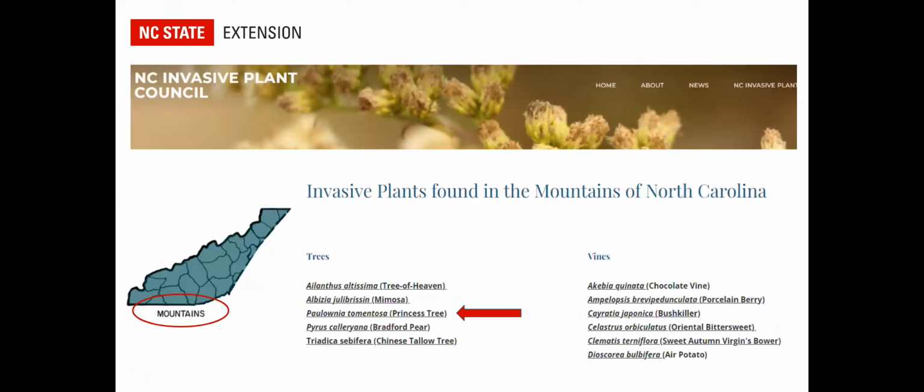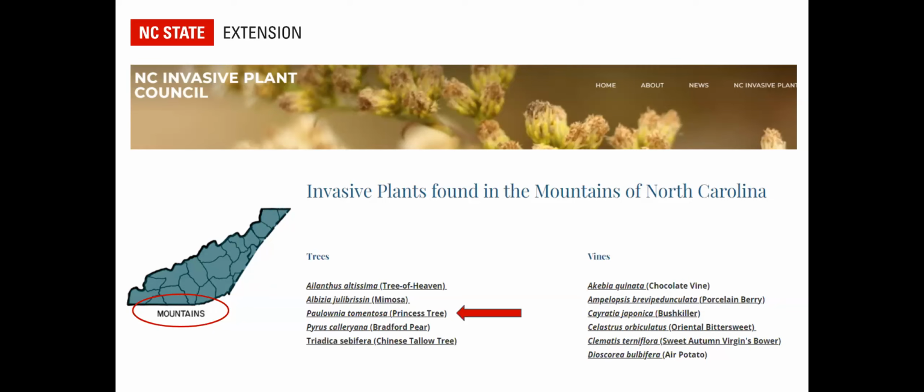What it will do is give you a list of invasive plants found in this region. Here I just grabbed the trees and the vines, but when you're on the website, you'll see that it contains also shrubs, herbaceous plants, and aquatic plants, all the things that Charlotte included today. And I want to give one example to show you what's in here.